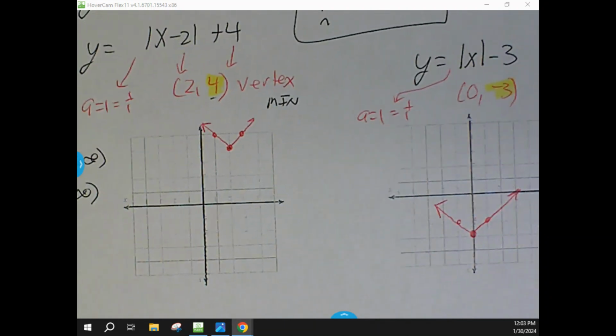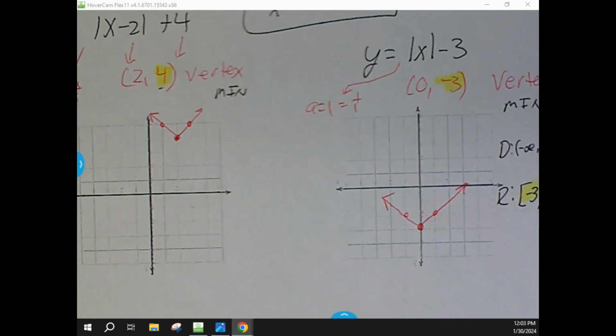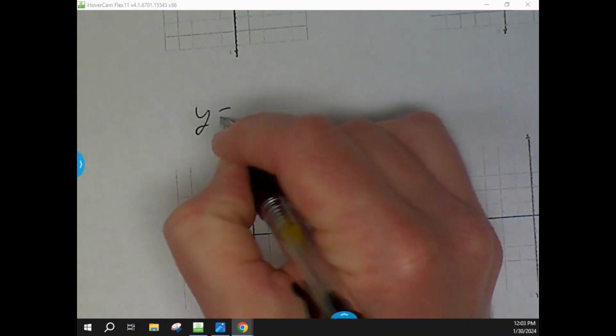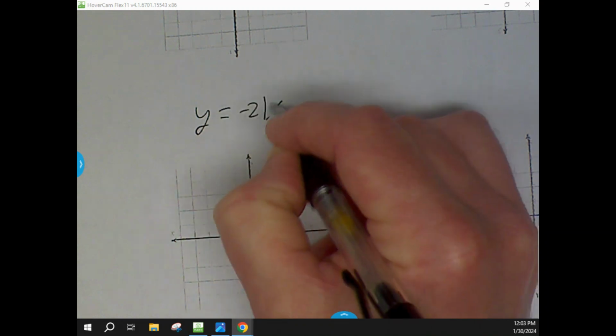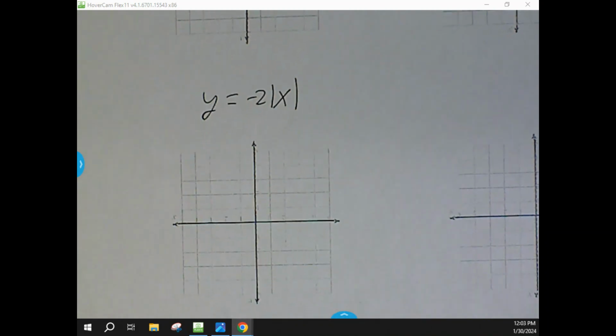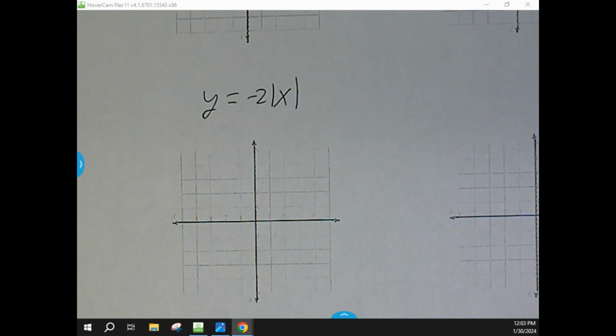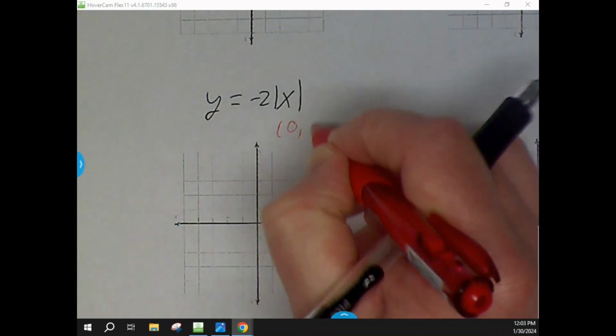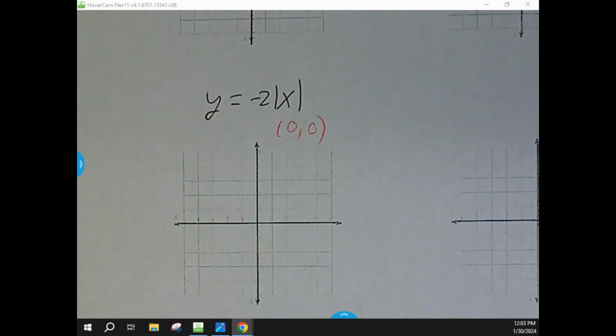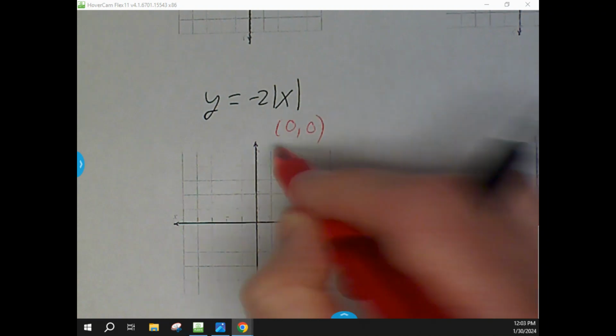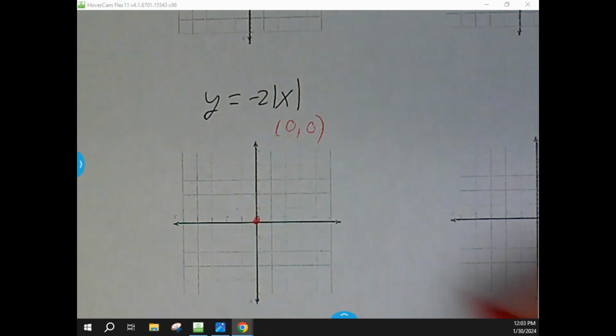Okay, so both of those were positive numbers. Let's throw one at you that's a negative number, just to see how it looks. So we got y equals negative 2 times the absolute value of x. Okay, nothing back here. So if there's nothing there, it means it's 0, 0. Because there's no left or right number, there's no up or down number, so that one we're not going to move away from the axis, from either one of the axes. We're going to start at the origin there at 0, 0.